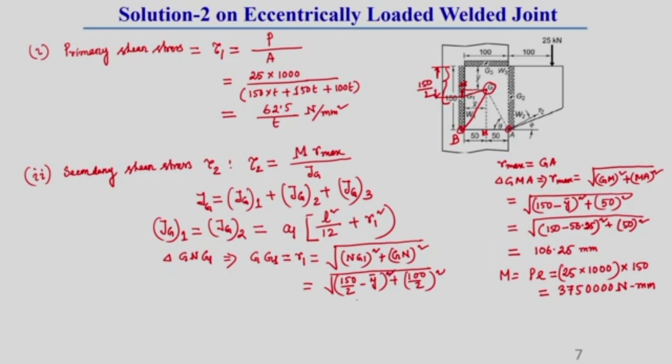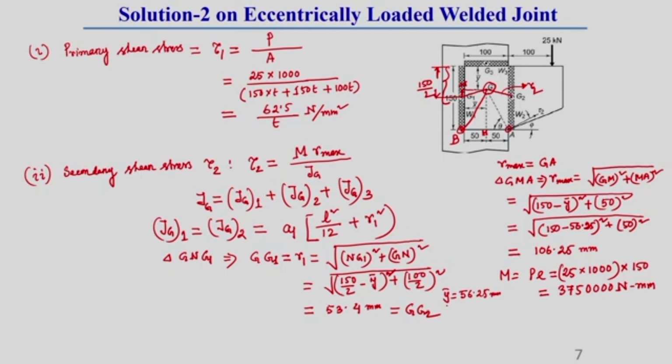So, y bar is known to us, this is 56.25, y bar equal to 56.25 millimeter. If y bar is 56, then R1 we are getting as 53.4 millimeter. So, whatever the R1 we will get, here JG1 equal to JG2. Whatever the distance here we will get, let this be R2, and let this be R1. So, R1 equal to R2.